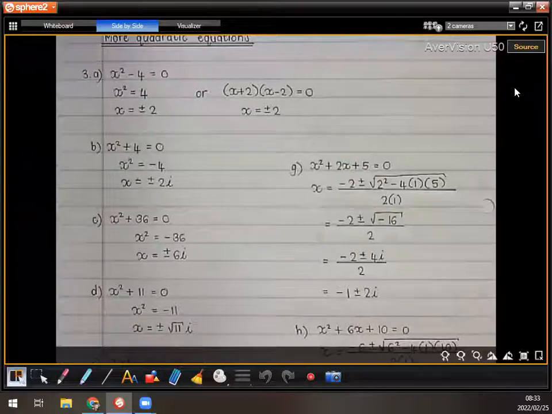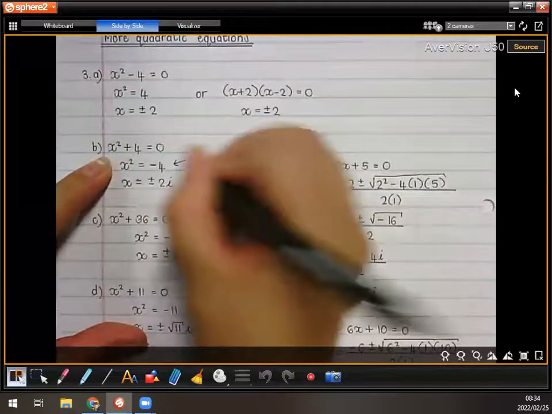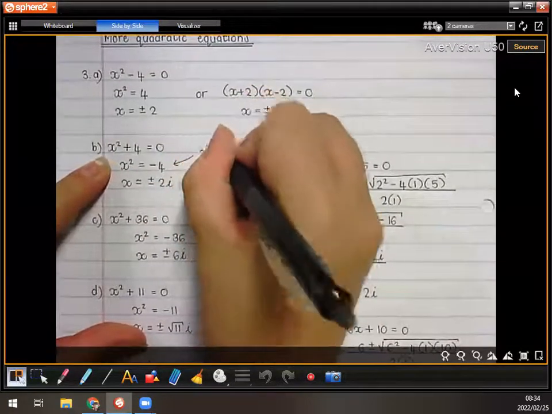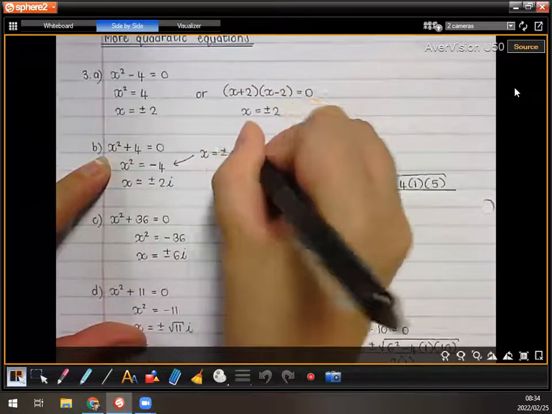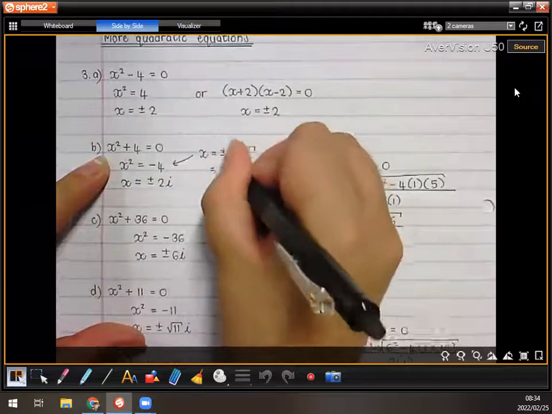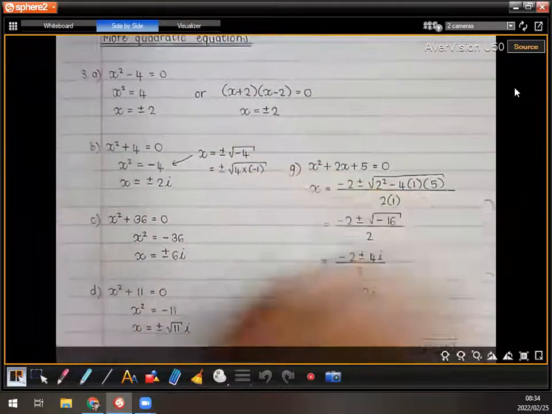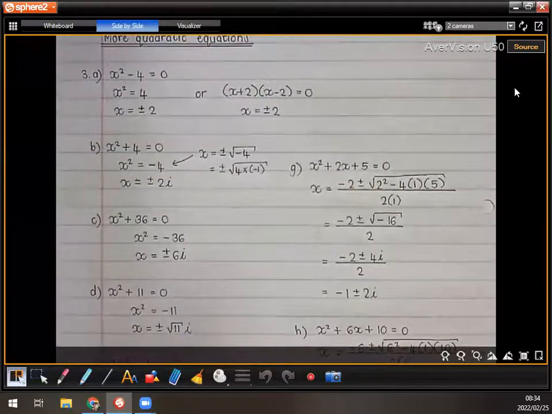Okay, guys, are we fine with B, C, and D? Like I said already, if you feel the need to, there's nothing wrong with just putting in an extra step where you say here, for example, x is then plus or minus the square root of -4, which is plus or minus square root of 4 times -1. And then you get to answer that.